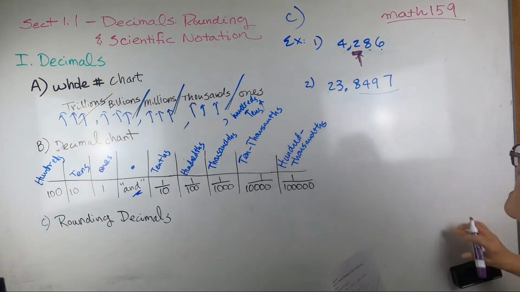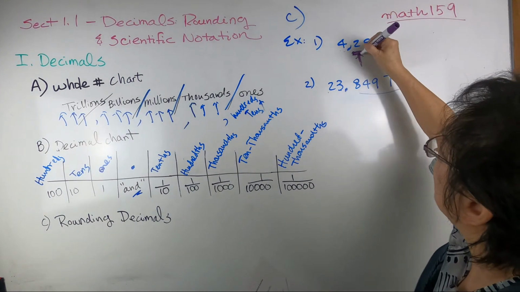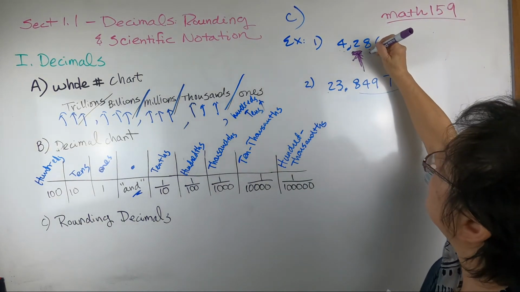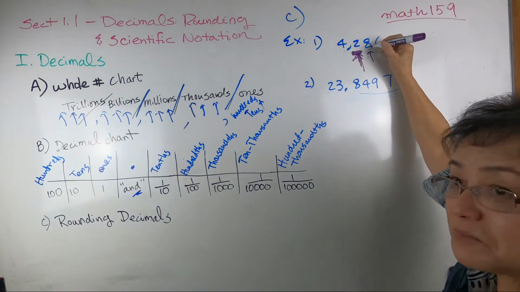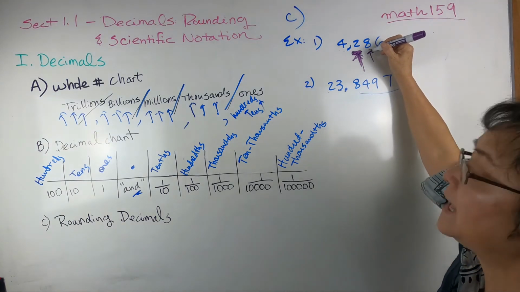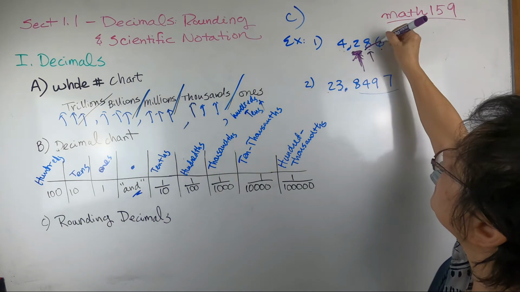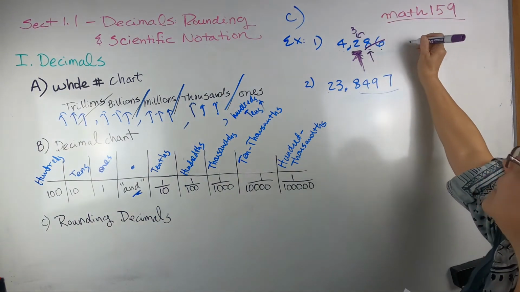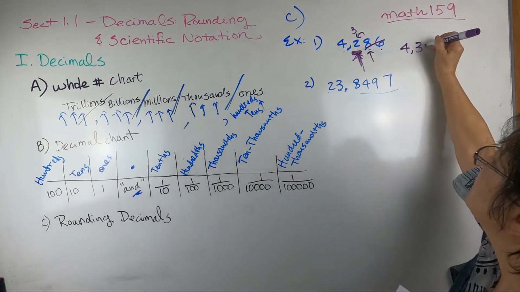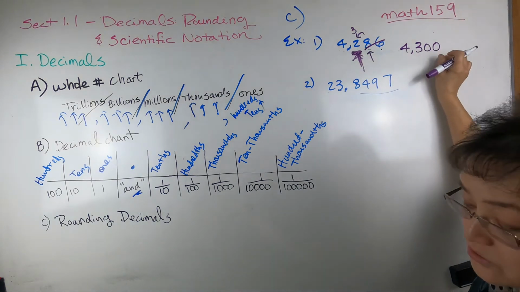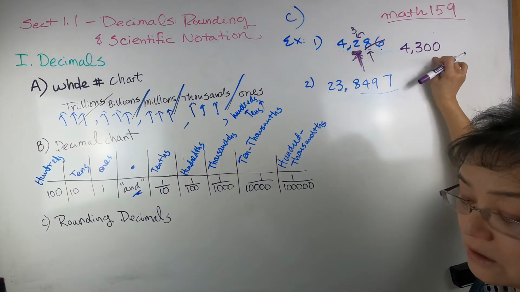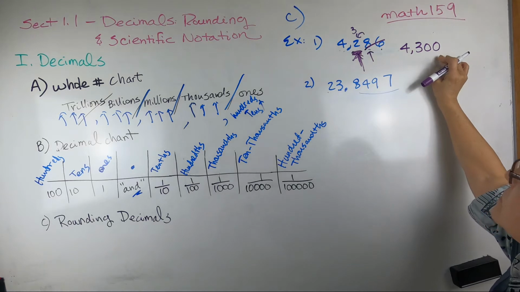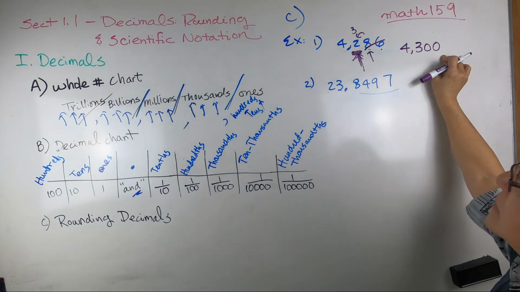Okay? So like this one, we want to round it to the 100s position. So you look at the number behind it. If it's 5 or bigger, then you round up. So you drop those, you round up, increment by 1. So your number will be what? 4,300. The remaining become 0, right? So that's how you round.